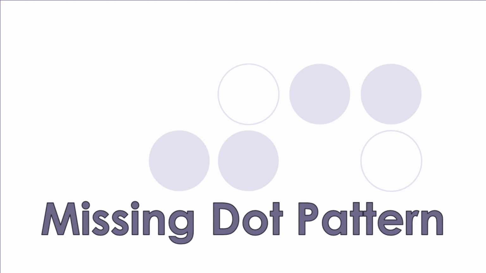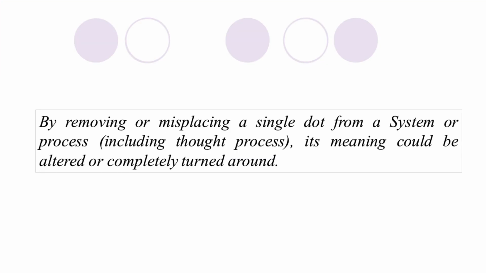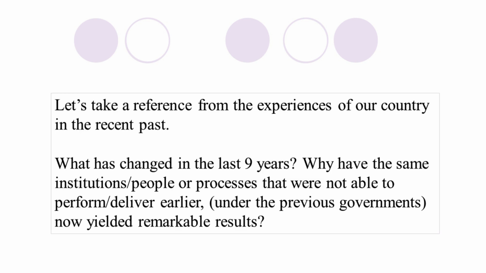There is a tendency to look out for a grand plan and strategies behind grand challenges, and we often hunt for a pattern behind everything. Sometimes the patterns exist, but sometimes, be it a computer or the real world, even a tiny dot matters. By removing or misplacing a single dot from a system or process, including thought process, its meaning could be altered or completely turned around. Let's take a reference from the experiences of our country in the recent past.